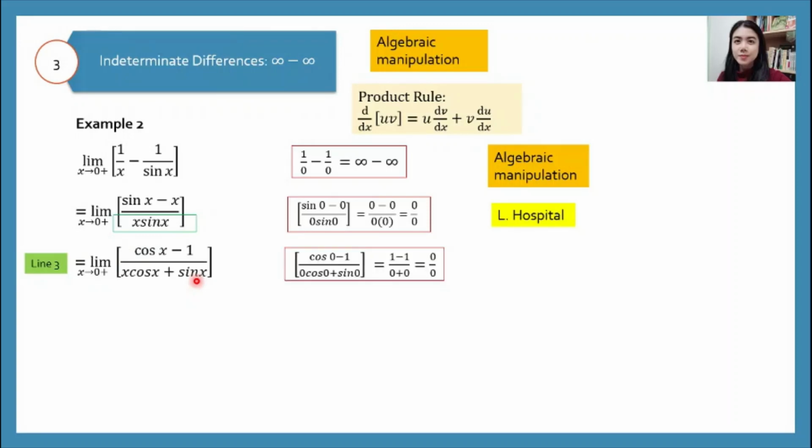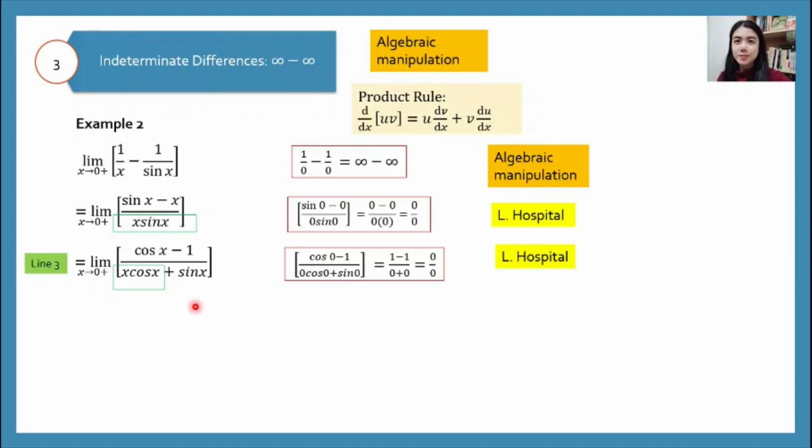Now we substitute 0 inside. So we have the case of 0 over 0. So 0 over 0, you have to apply L'Hopital's rule one more time. When you apply L'Hopital's rule one more time, be careful with this part, because you can apply the product rule one more time.